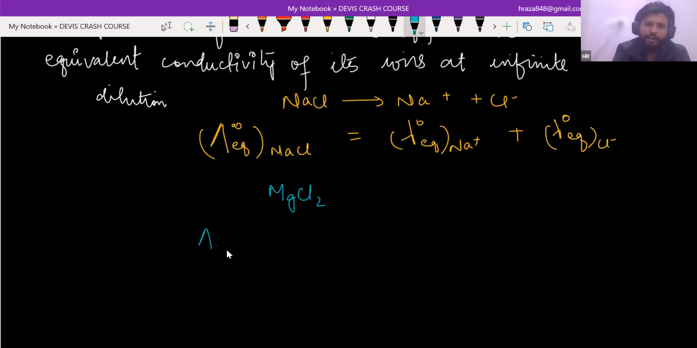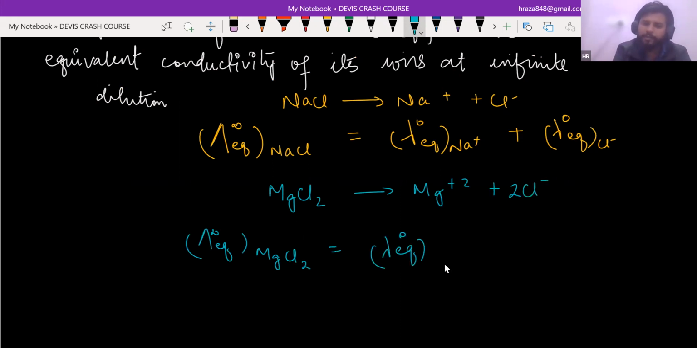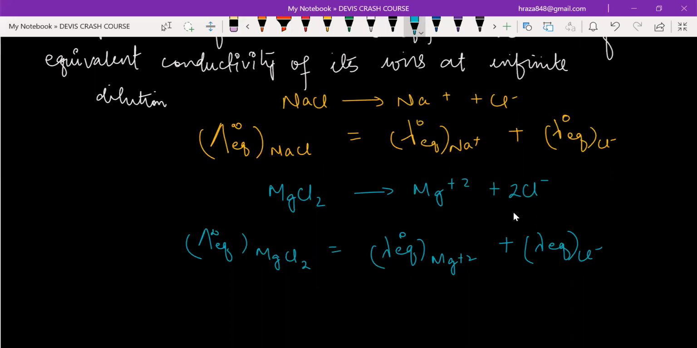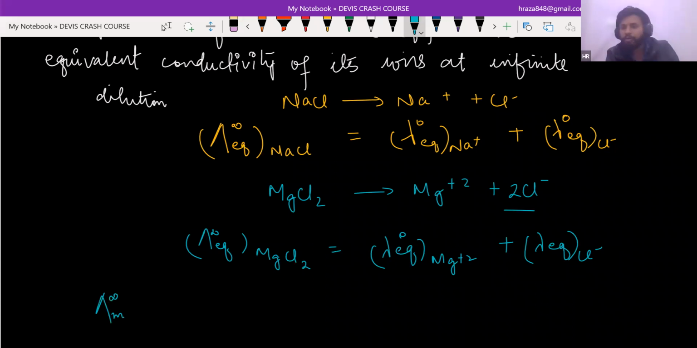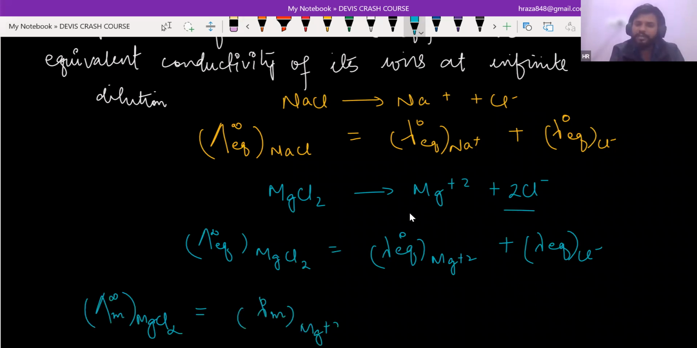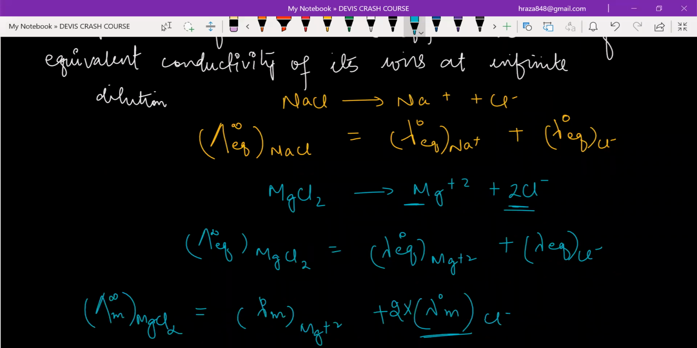Now see, it's very easy. If you have MgCl2, then lambda EQ infinity of MgCl2 will be, if you do Mg 2 plus and 2 Cl minus, lambda EQ naught of Mg 2 plus and then lambda EQ of Cl minus. Since it is the equivalent concept, we don't need to balance it. But take care when you have molar conductivity, because the mole concept is all about balancing. So the molar conductivity will be that of Mg 2 plus, and since only one mole is there, no problem. But here you can see 2 moles of Cl minus, so it will be 2 times that. If it's equivalent conductivity, that's okay, but when it comes to molar conductivity, just balance it according to the moles.